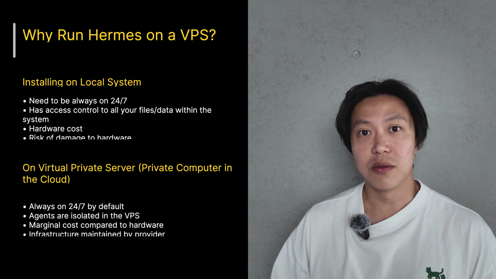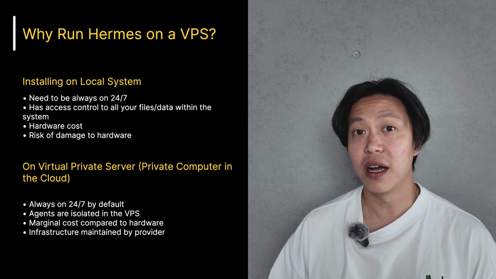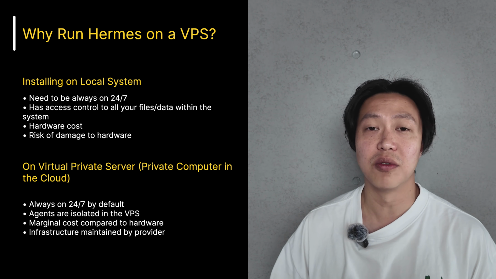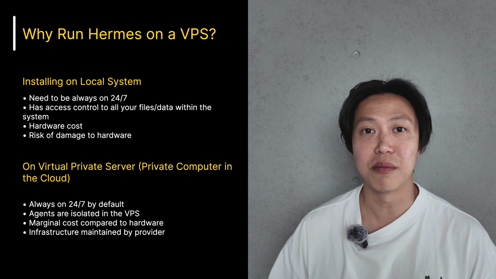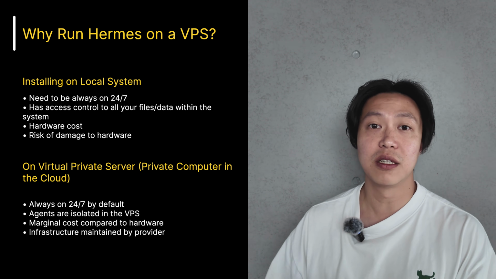So why would you want to deploy Hermes on a VPS instead of just running it on your computer or a local system? Well, because when you install Hermes in your local system or a computer, it has access to all your system files, all your sensitive files, and all your data. So you might not actually want to install it directly on the computer that you're using. So what most people do, they might go out and buy a Mac Mini and stuff like that. So exactly like Openclaw, you might want to isolate it in your separate system.